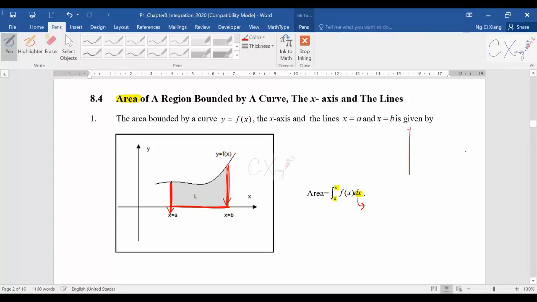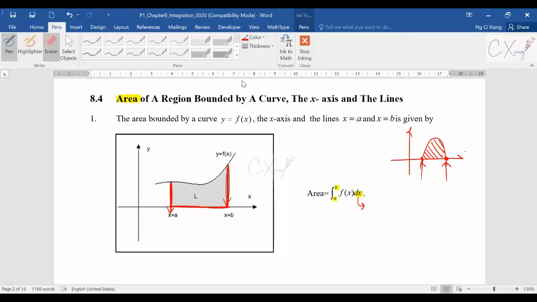Okay, so as an example, let's say you have a curve like this. This is the point where your area starts, and this is the point where your area ends. Therefore, these two values will be the limits of your graph.